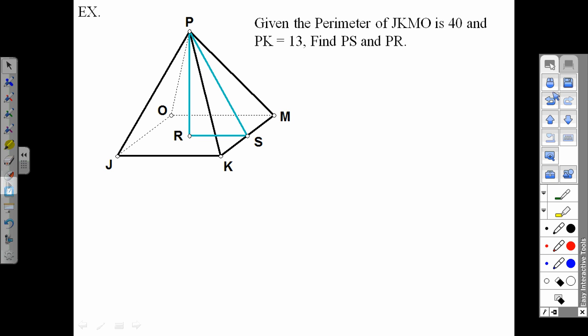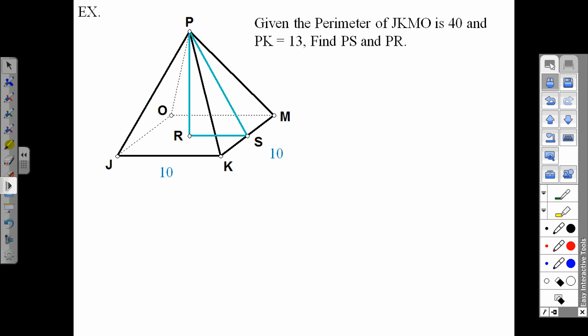All right, so in this particular problem, it says given the perimeter of JKMO is 40 and the length PK is 13, find PS, which is our slant height, and PR, which is our altitude. So first of all, this is a regular square pyramid. So this base is a square, and if the perimeter is 40, we know each side is going to measure 10. I'm not going to write the 10s in the background because it's going to get a little messy and crowded there. But suffice it to say, all 4 of these segments are 10.